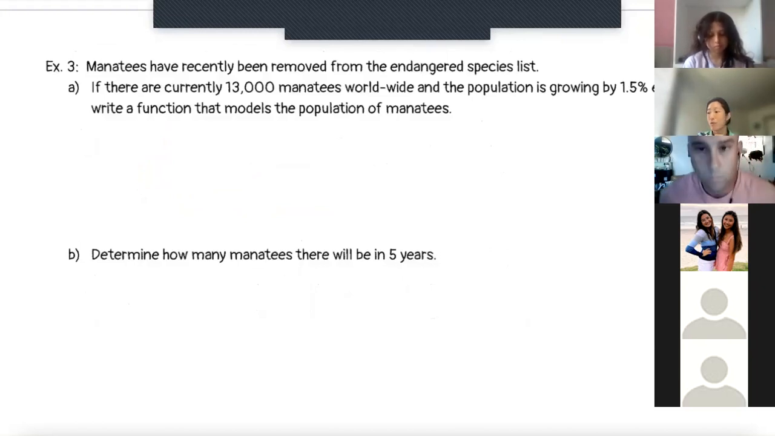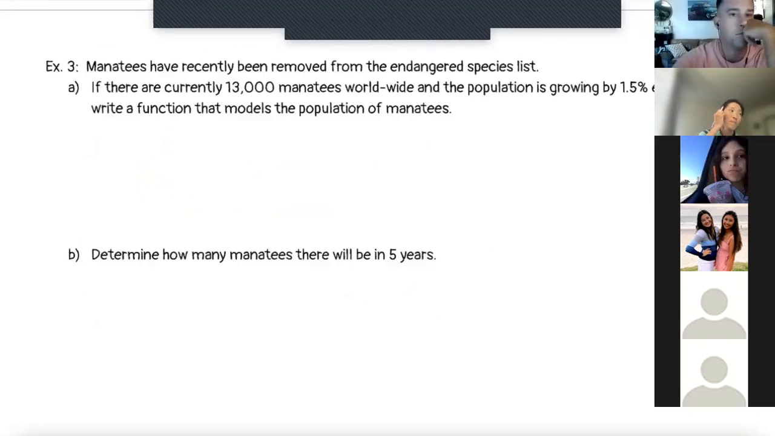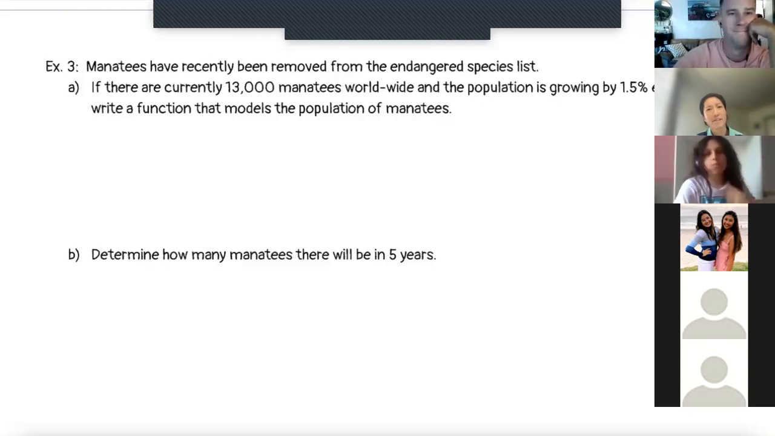I don't know how many of you are interested in environmental science, but thinking about animals, endangered species lists, all that kind of stuff, a lot of that population modeling is done based on an exponential model. So manatees, I don't know if you've ever seen a manatee, but they're kind of bigger than seals, I would say. Ocean animals, actually maybe lake, I don't know. But anyway, they were recently removed from the endangered species list, which is pretty cool.